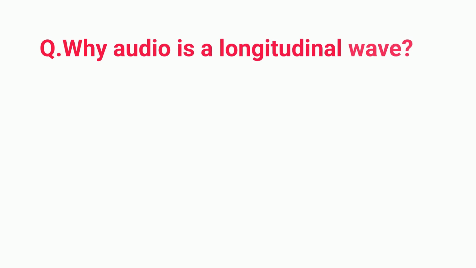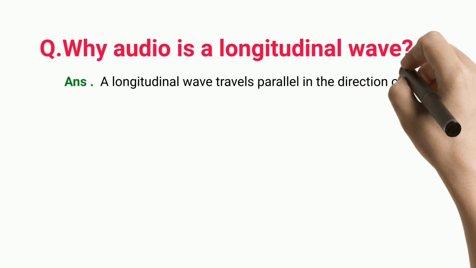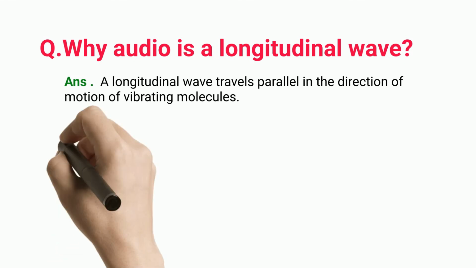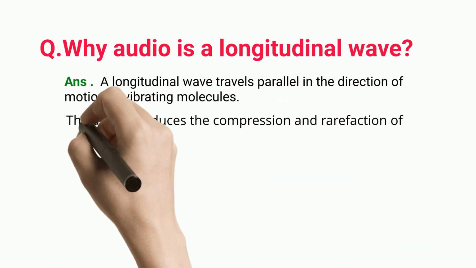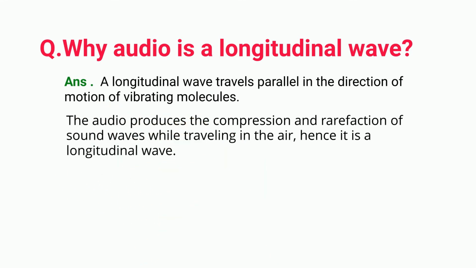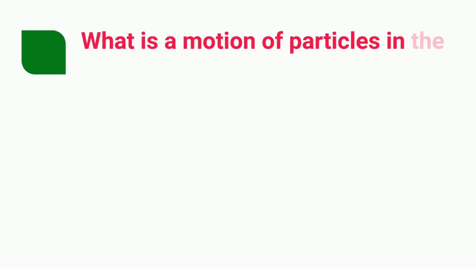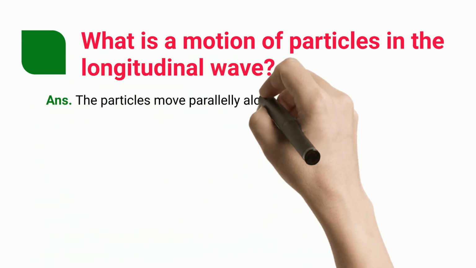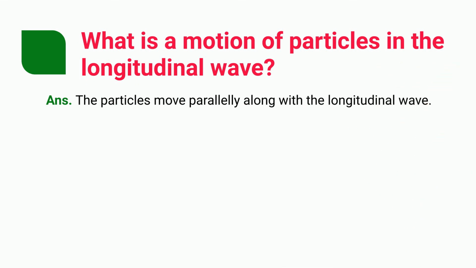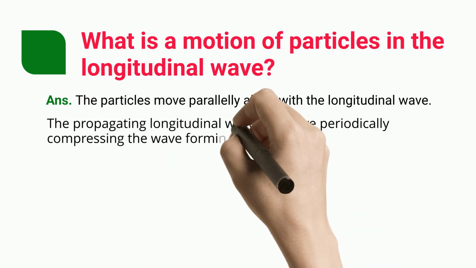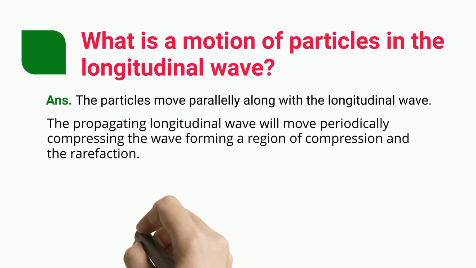Why audio is a longitudinal wave? A longitudinal wave travels parallel in the direction of motion of vibrating molecules. The audio produces the compression and rarefaction of sound waves while traveling in the air, hence it is a longitudinal wave. What is a motion of particles in the longitudinal wave? The particles move parallelly along with the longitudinal wave. The propagating longitudinal wave will move periodically, compressing the wave, forming a region of compression and the rarefaction.